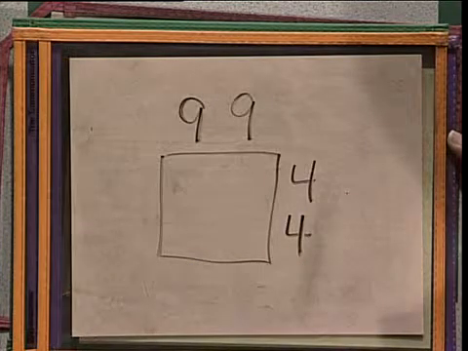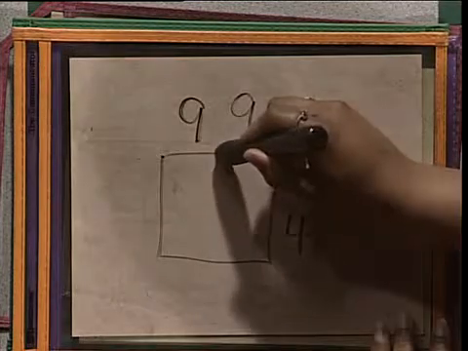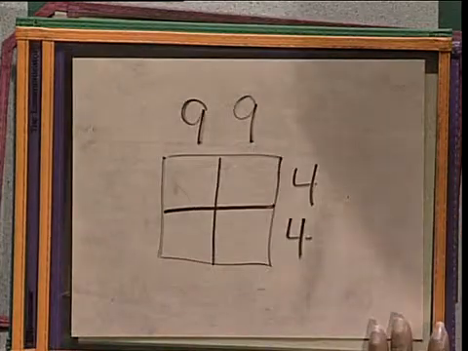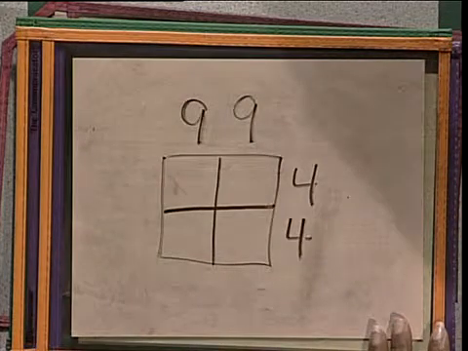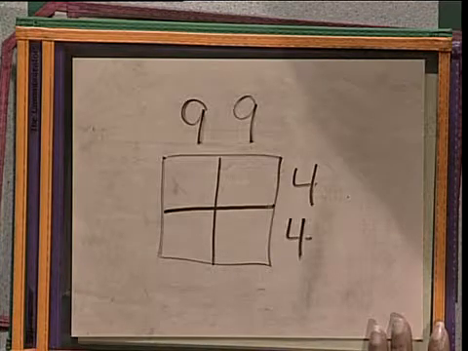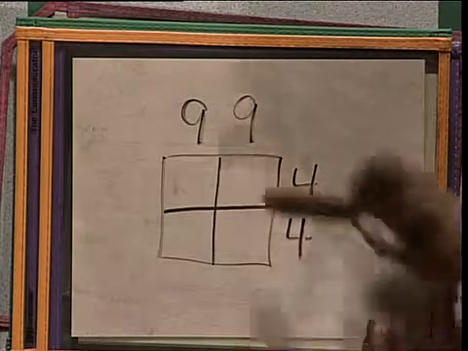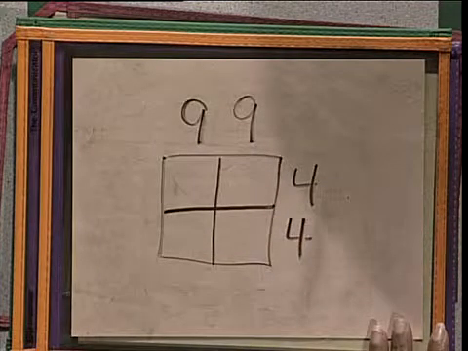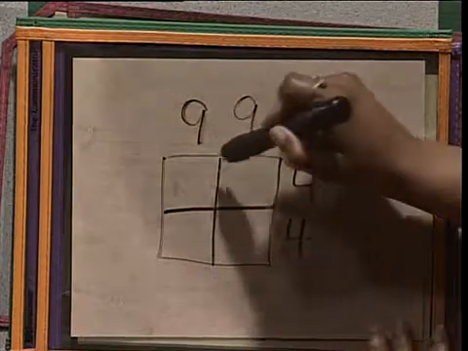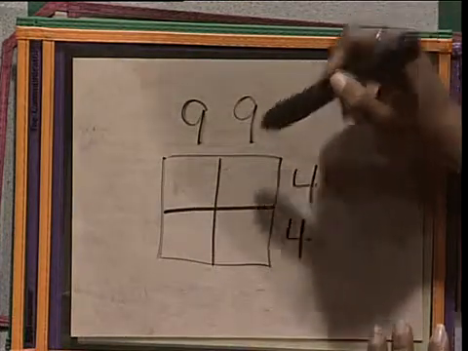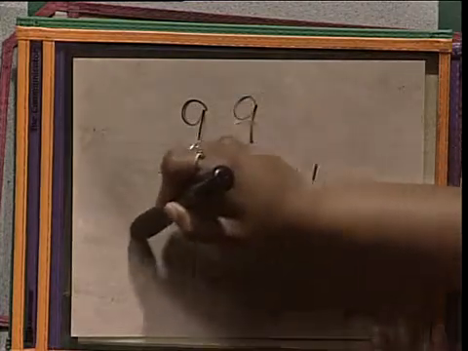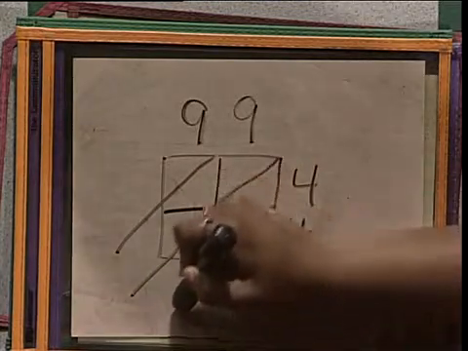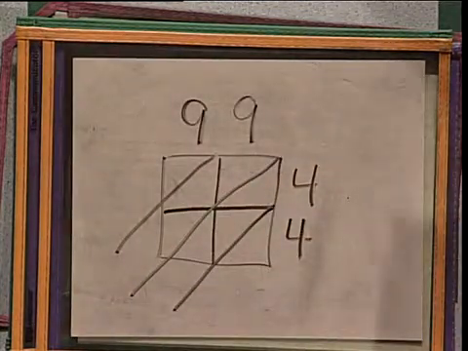We should put it in 4 squares. Okay, so we're going to make 4 squares. And then what? Then you do 9 times 4. What do I have to do to my box before I start multiplying? Draw the lines. Okay, which way should the lines go? The top. Okay, so I'm going to make diagonal lines through all of my boxes, okay? Okay, so now we're ready to multiply.